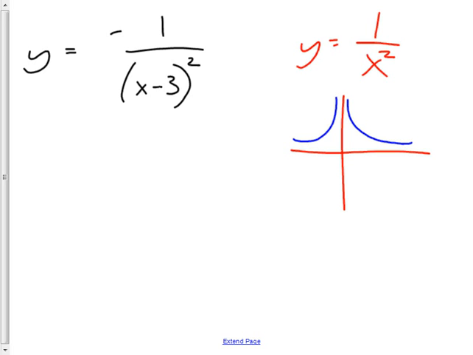So then graph what this one would look like. It's been moved, it's been stretched, it's been flipped. Maybe it hasn't been stretched. It's at least been moved and flipped.